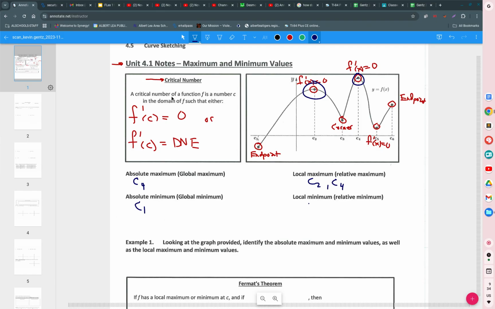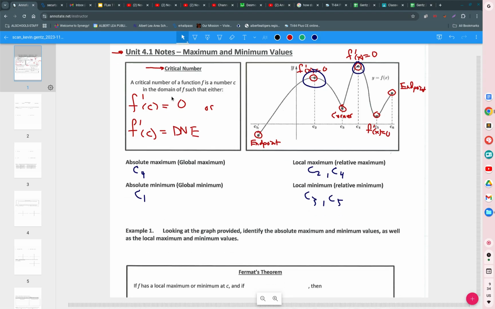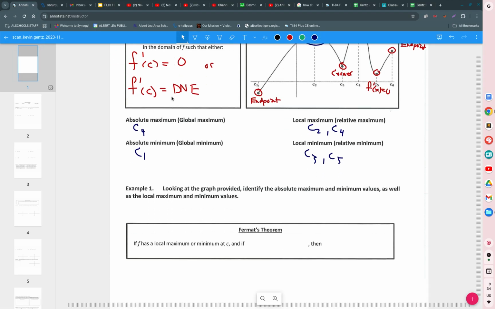Local minimum is going to be c sub 3 and c sub 5. Notice that the local minimum occurs at this corner or where the derivative is equal to 0. And notice that all of these represent some of our critical points. So critical points are important because we try to find maximums and minimums. So we looked at those and we defined those. Why don't we go to Fermat?